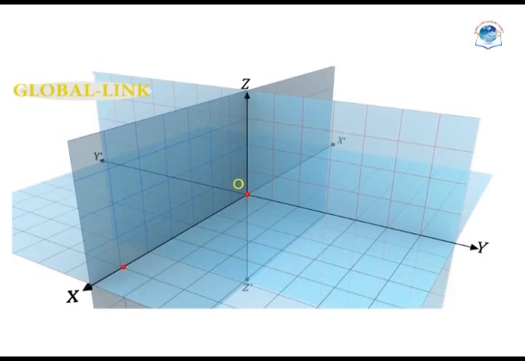Any point lying on the x-axis will have the coordinates x, 0, 0. For instance, if it's at a distance 6 units from the origin, it will have the coordinates 6, 0, 0. A point on the y-axis will have the coordinates 0, y, 0, and a point on the z-axis will have the coordinates 0, 0, z.